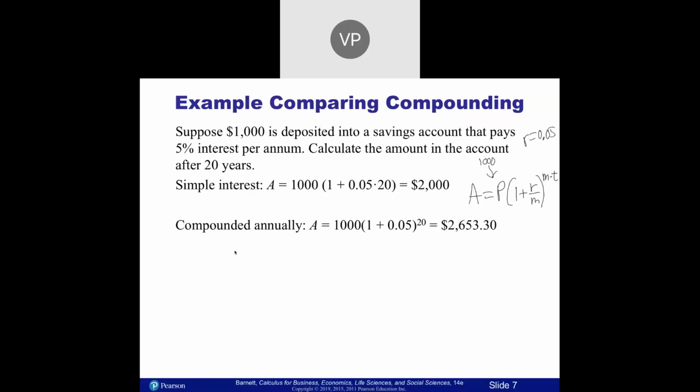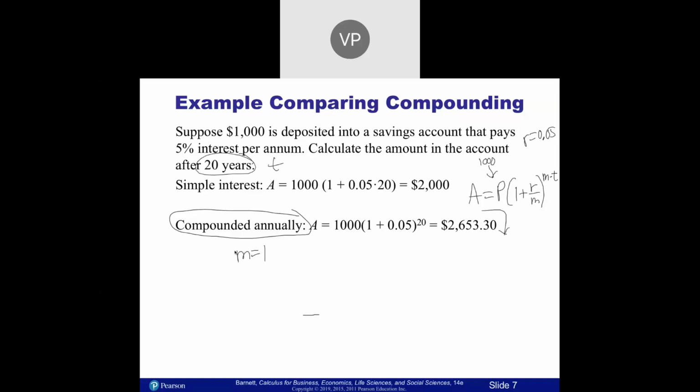Your M is the new one, and remember, what that's asking is, how often are you getting interest paid? How often is it compounded? And to get that answer, you look right here. Compounded annually means it's happening once a year. Compounded monthly means you get it 12 times a year, so your M would be 12. This one simply means your M is 1. Okay? So when I plug in, and then of course your T is this 20 years right here.